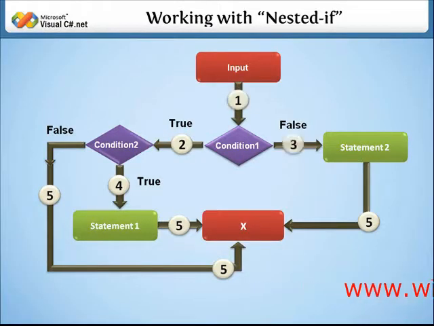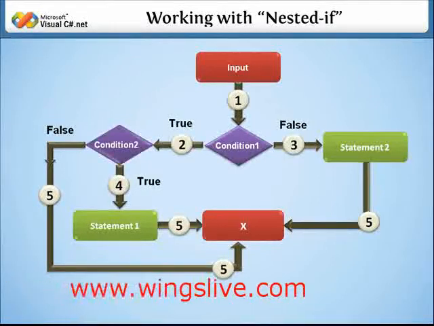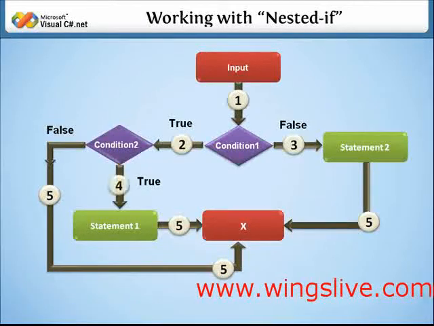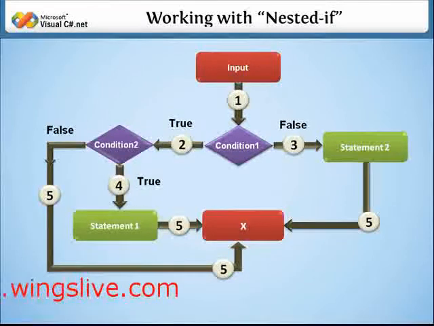If condition 1 is false, statement 2 will be executed, and then control goes to statement X. Otherwise, it continues to perform the second test. If condition 2 is true, then statement 1 will be evaluated, and then sent to statement X. Let's talk about this with a simple example, shall we?